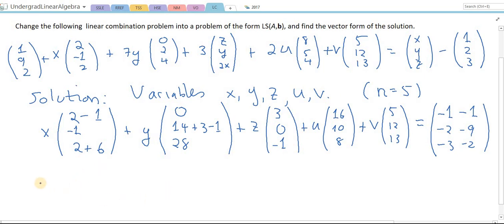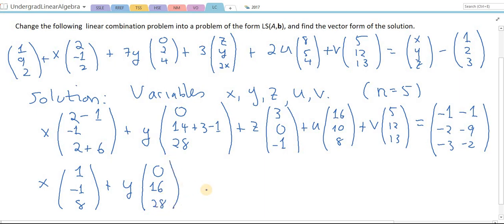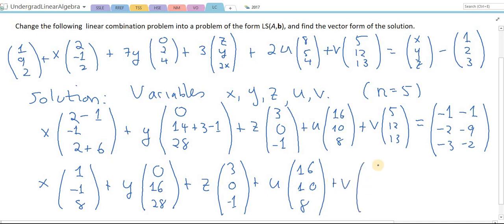So here I'm going to have x times, we just do 1 minus 1, 8, plus y times 0, let's see, 17 minus 1, 16, 28, plus z times 3, 0, minus 1, plus u times 16, 10, 8, plus v times 5, 12, 13, is equal to -2, -11, and -5.